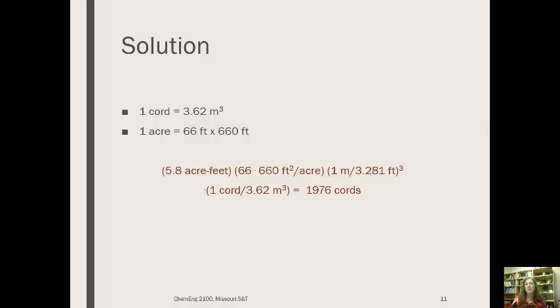So a meter is 3.281 feet. I want to multiply that by that 3 times, or it's that expression to the third power. Don't forget about that little power out there. That's one of the common mistakes. And then a cord is 3.62 cubic meters. Turns out it would require about 2,000 cords of wood.